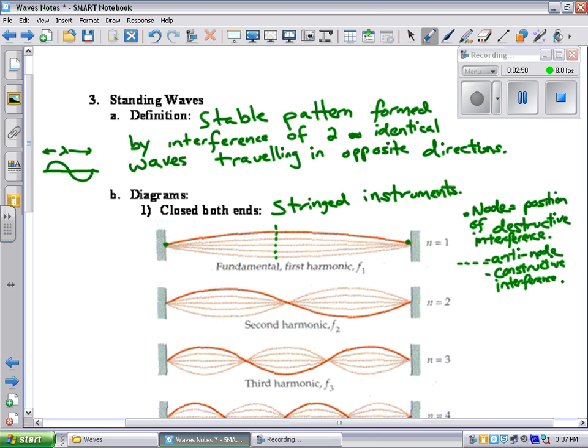Okay? So this first standing wave is called the fundamental frequency or the first harmonic. And it's very easy to get something to vibrate that way. So when I pluck a guitar string, this is the way it vibrates. The biggest oscillations are going to be in the middle, and at the ends, it's going to be fixed.